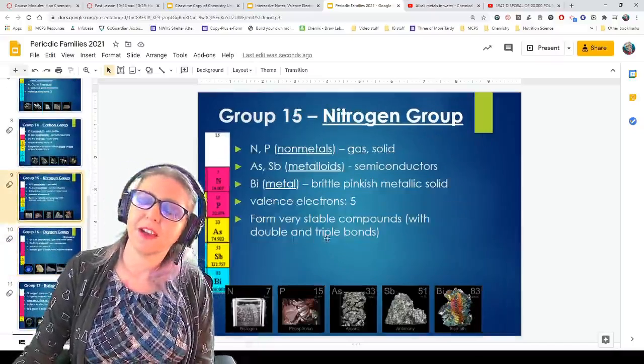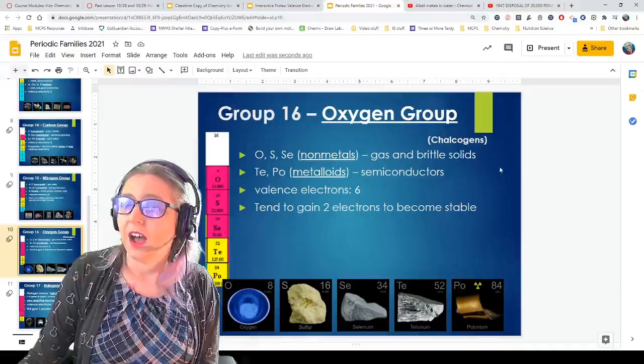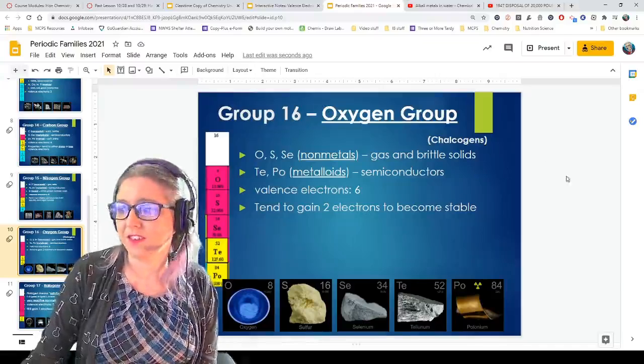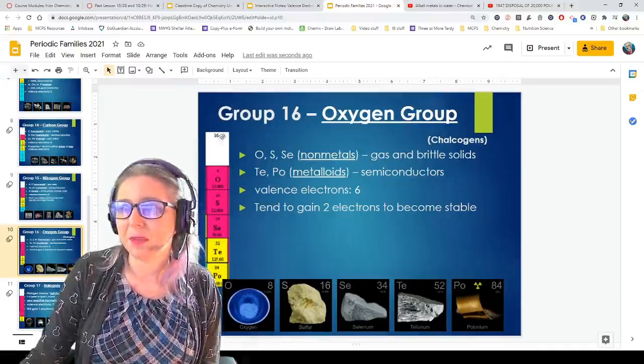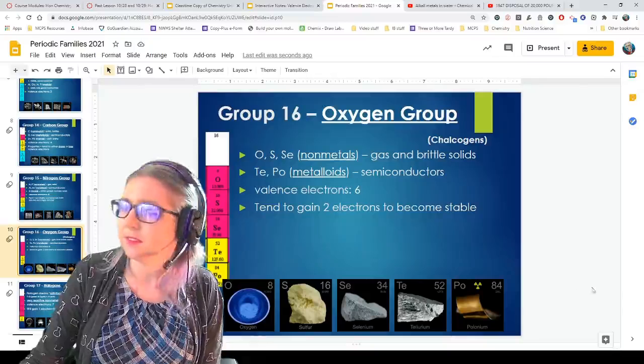And the double and triple bonds is interesting. We'll come back to that later. But these are good notes to have. Oxygen group is our last fake family. It's kind of a family, but no one really counts oxygen, nitrogen, carbon, or boron as families.